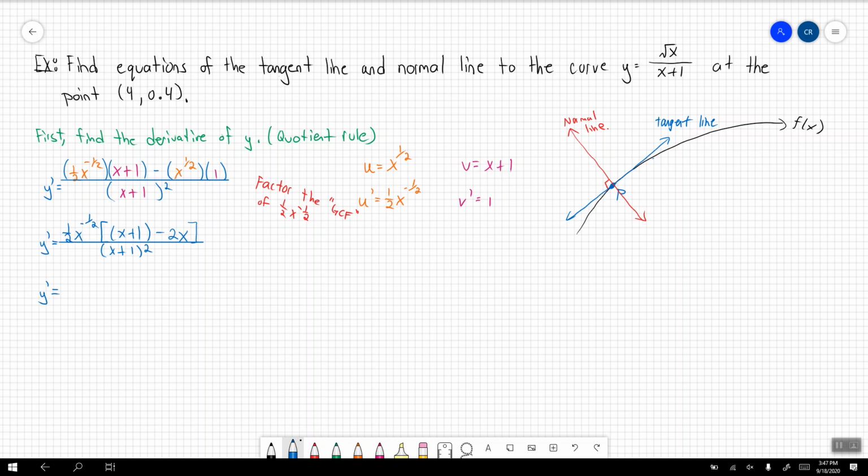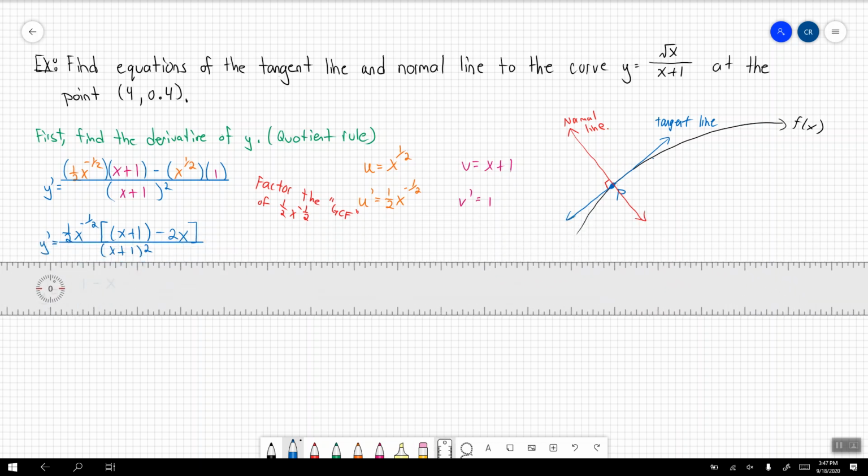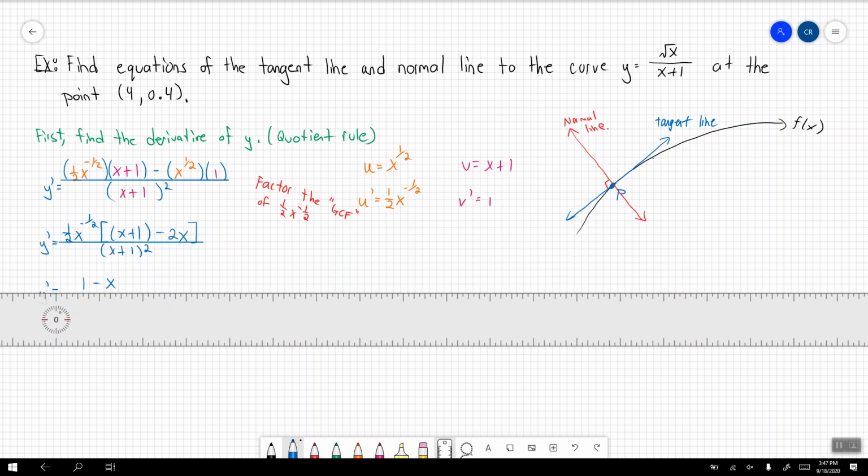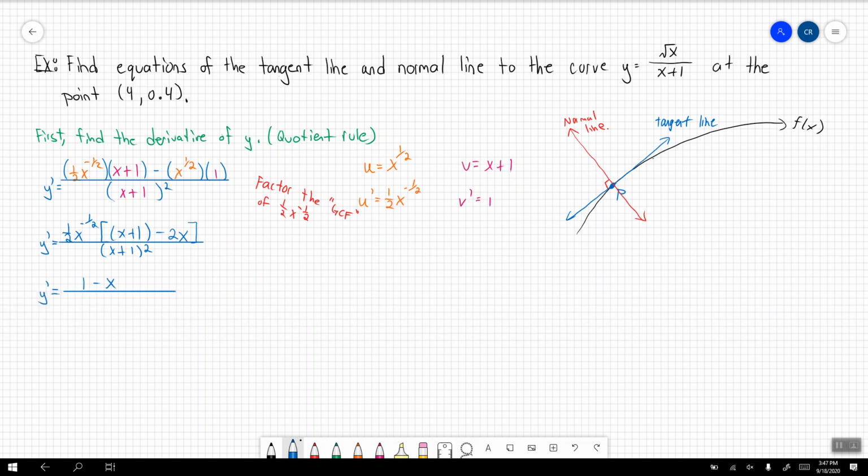Y prime, numerator: I now have x minus 2x, so that's just going to be minus x, so that's 1 minus x. Okay, so 1 minus x. Denominator: let's see, for that denominator, I have a 2, I have a square root of x, because that negative comes down, and I also have x plus 1 quantity squared. And there you are. That's your derivative.